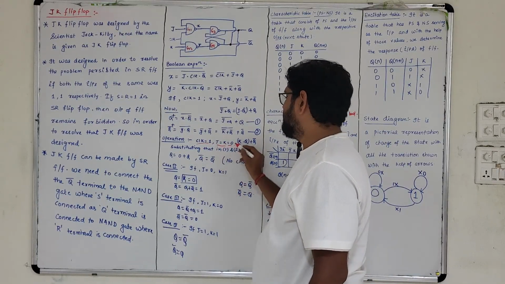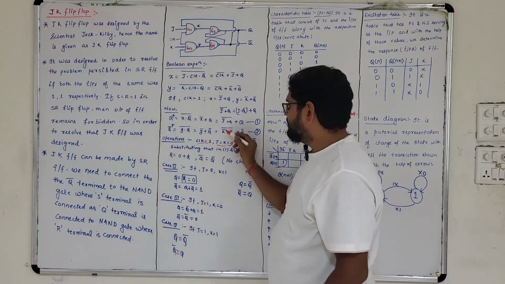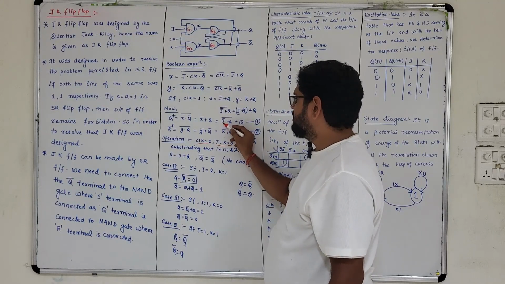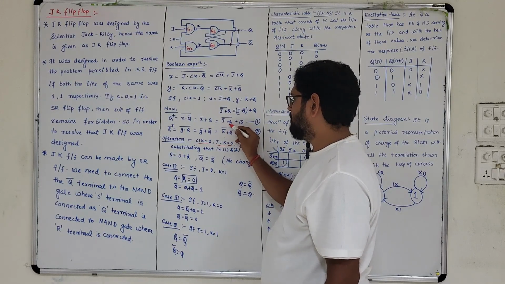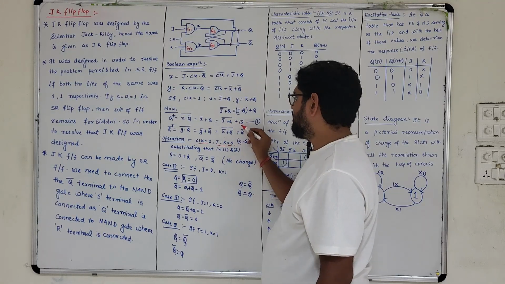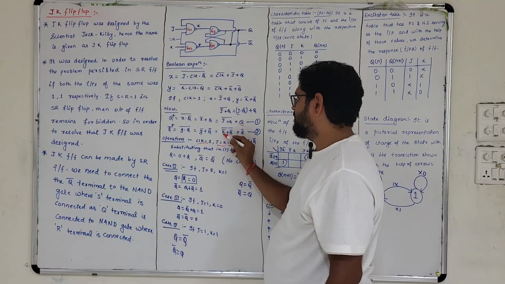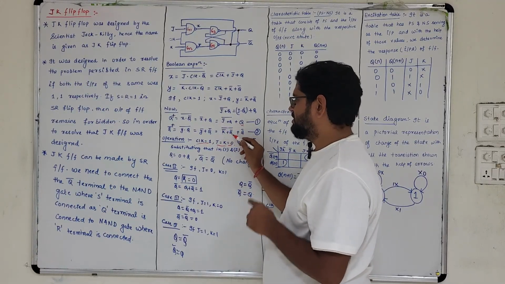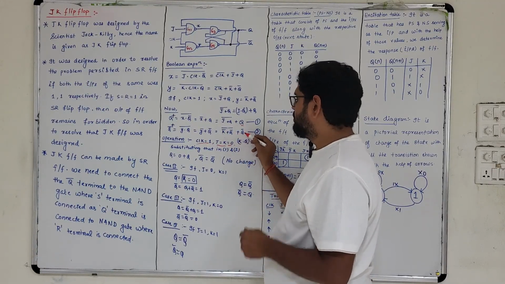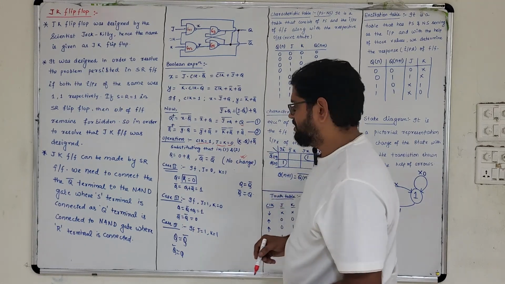We'll keep J and K equal to 0. Now if you put J equals 0 and K equals 0, you will find that this value comes out to be 1 plus Q. 1 plus anything is 1, so the bar of that one will be 0 and you will get Q. Similarly, if you keep K equals 0, K bar is equal to 1. 1 plus anything is 1 and the bar of that one will be 0. So you will get Q bar, and hence this condition is termed as no change.